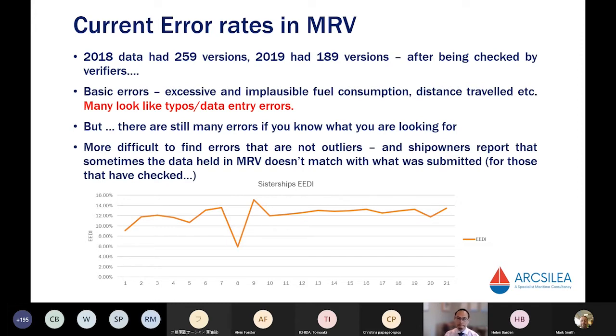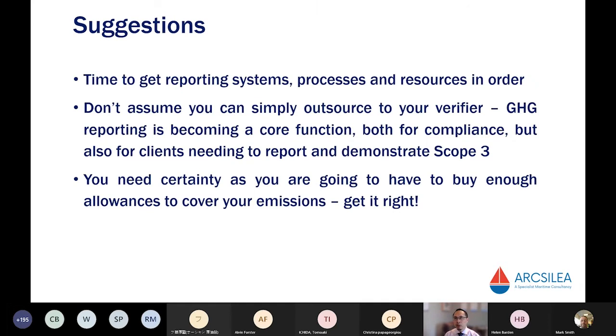What can you do about it? Well, regardless of what kind of ETS we get, because there will now be lots of discussions about the final form of what ETS will look like, it is now time to get your reporting systems, processes, and resources in order. This is also the case for implementation of the CII framework at the IMO. And don't assume you can simply outsource to your verifier. GHG reporting is becoming a core function in shipping companies, both for compliance, but also for clients needing to report and demonstrate Scope 3. And you need certainty, as you're going to have to buy enough allowances to cover your emissions. So get it right. It's now time to pay attention to data quality.